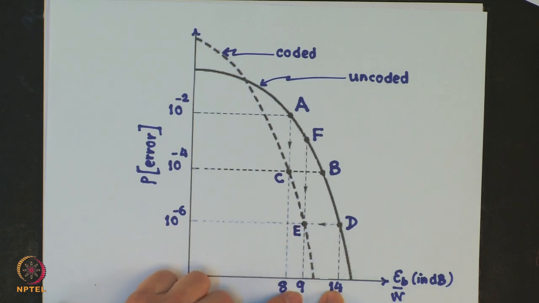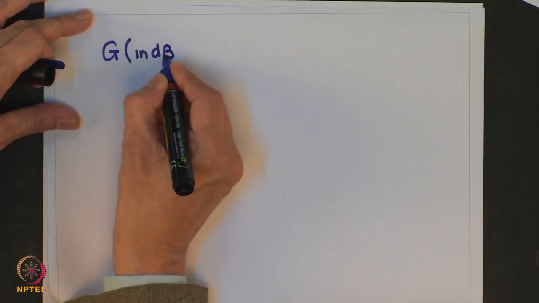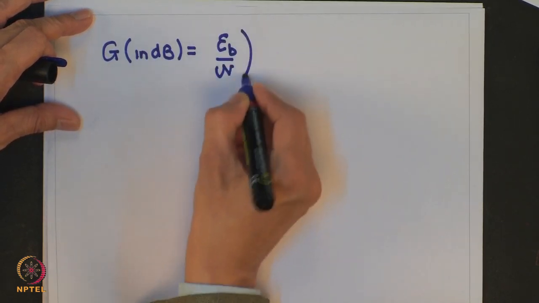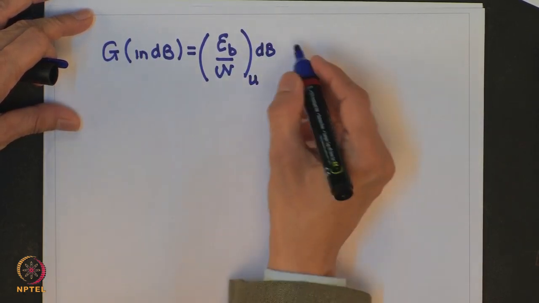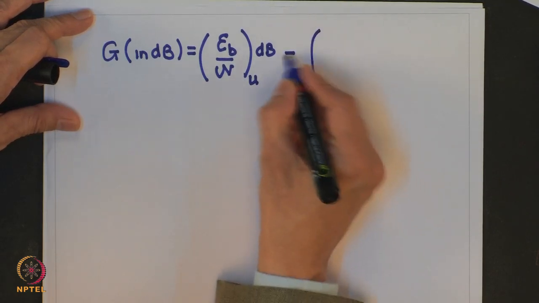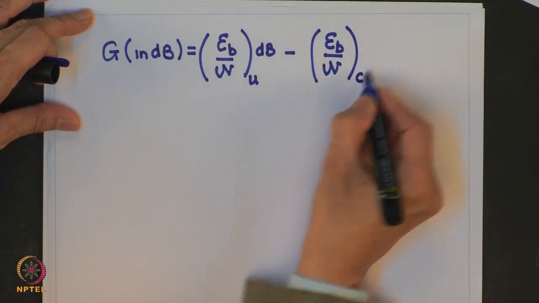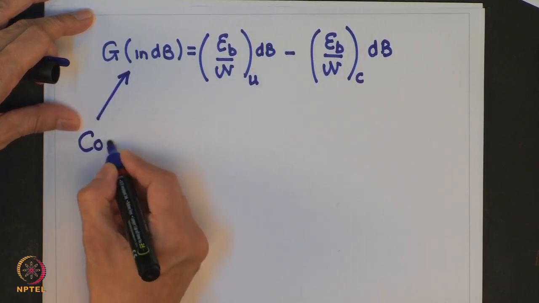So, in this case we get the coding gain. So, coding gain G is defined in dB as follows. This is equal to the SNR per bit required for the uncoded system, and the difference of this with the SNR per bit required for the coded system. So, this is known as coding gain.